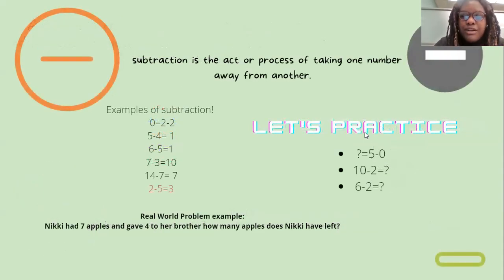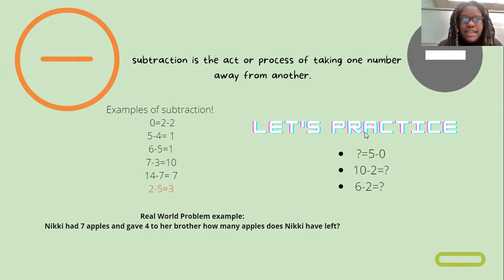So the next vocabulary word and idea that we're going to talk about today is subtraction. Subtraction is the act or the process of taking one number away from another number. And we're going to go over the examples of subtraction and see how that works. So 2 minus 2 equals 0. That means you will take the 2 away from the 2, and now you have 0.